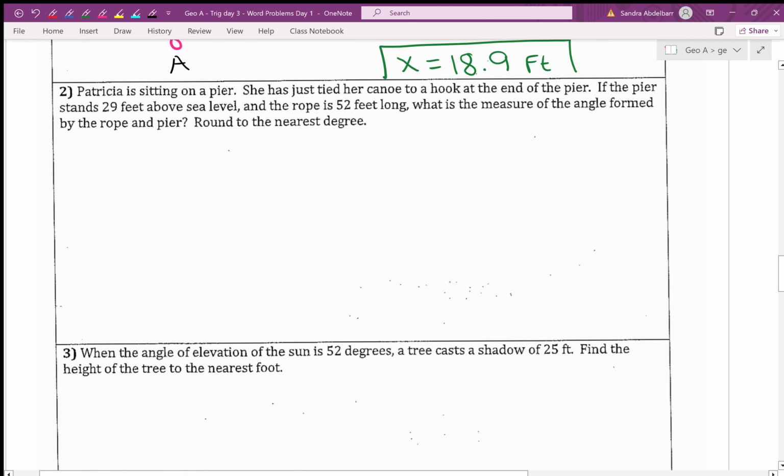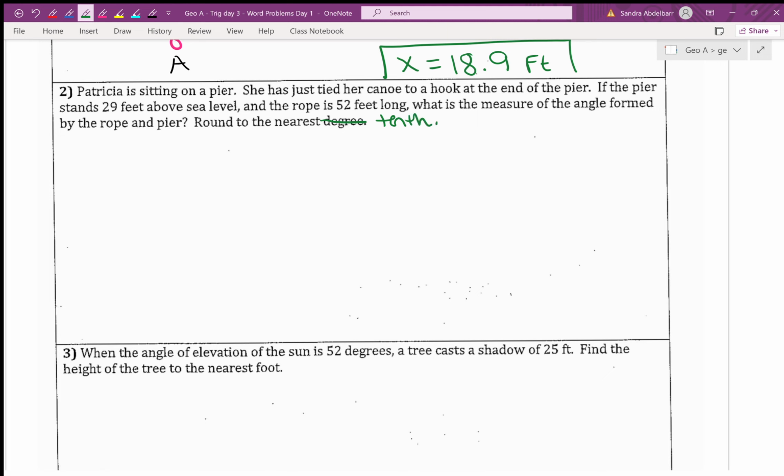We're saying Patricia is sitting on a pier. She has just tied her canoe to a hook at the end of the pier. If the pier stands 29 feet above sea level and the rope is 52 feet long, what is the measure of the angle formed by the rope and the pier? Round to the nearest tenth, not degree. We're going to round everything to the nearest tenth today.